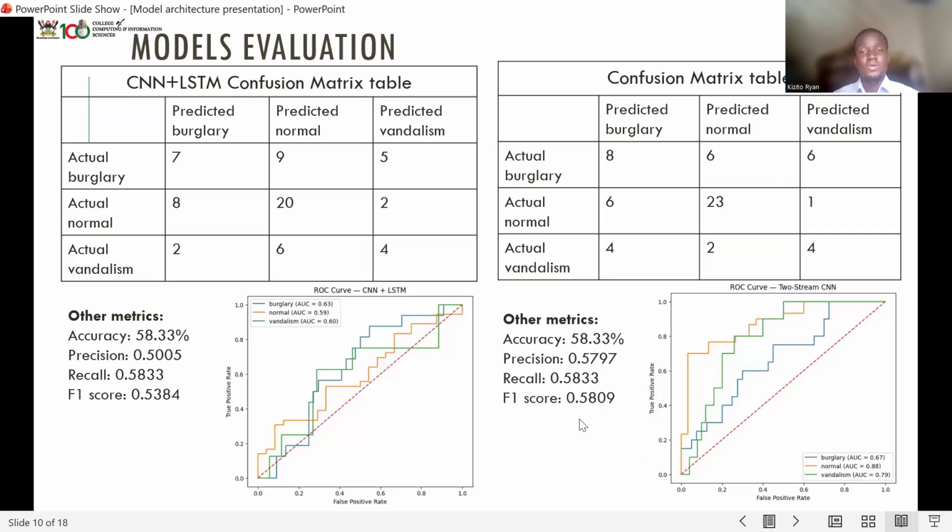So in my conclusion, if I was to choose between the two, I'm going for the two-stream CNN, because it can actually tell the classes apart better than the first model. Yes. Thank you so much.